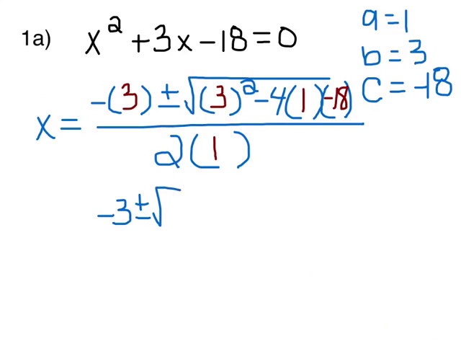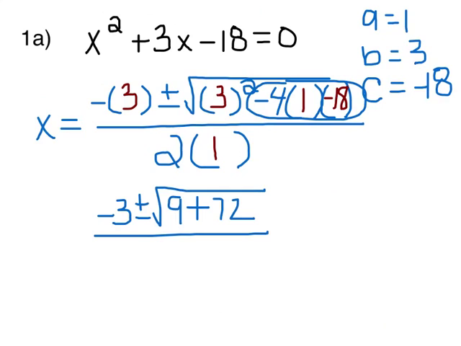plus or minus the square root of 3 squared is 9. Remember to be careful here. We have negative 4 times 1 times negative 18. The negative 4 times the negative 18 right here will give us a plus. Negative times a negative is a positive. Now 4 times 18, which is 72, divided by 2 times 1, which is 2.